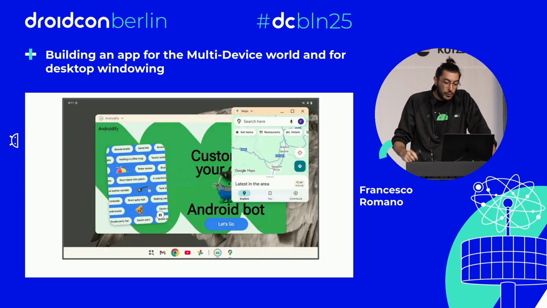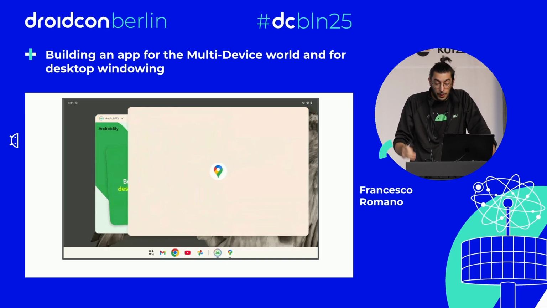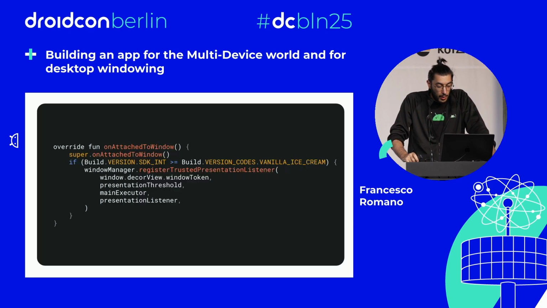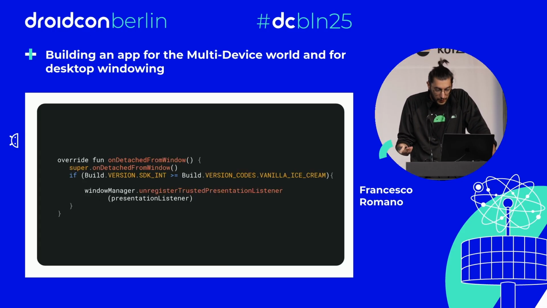So in Androidify, we use another strategy to handle the video playback in this case. Let's see how. Starting from API 35, Android introduced this function to register a presentation listener that receives a callback when some conditions on the occlusion state are met. You can register it when it's attached to the window, and of course unregister it when it's detached to make sure you're avoiding any possible memory leak.